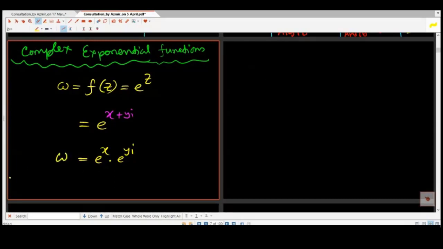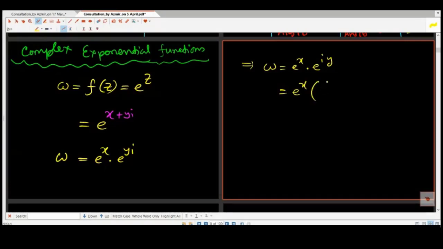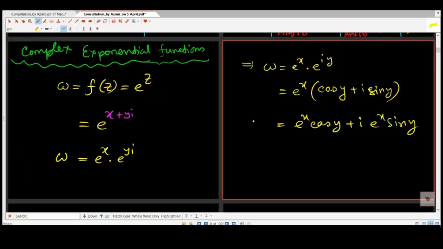We have w equals this one. That means w equals e to the x times e to the iy. That is, e to the yi and e to the iy are the same. So now we are going to apply Euler's identity. e to the iy is cosine y plus i sine y. So we have e to the x cosine y plus i e to the x sine y. This is w.